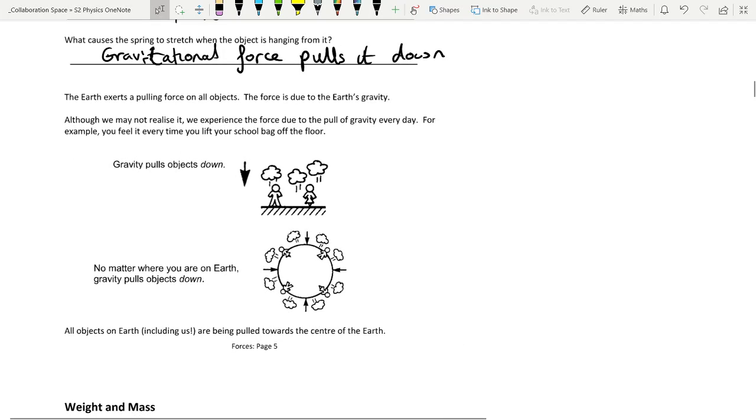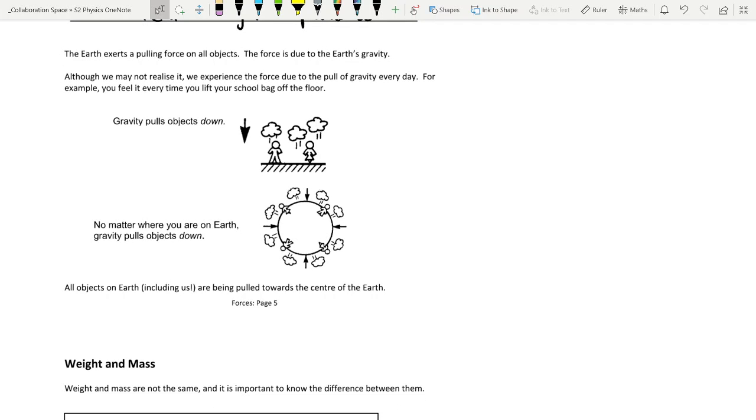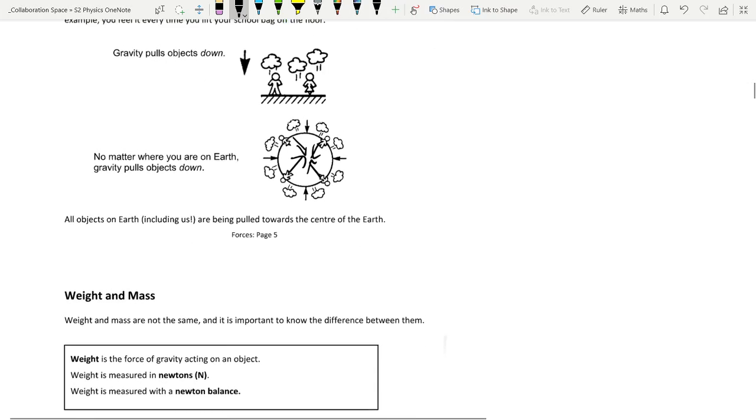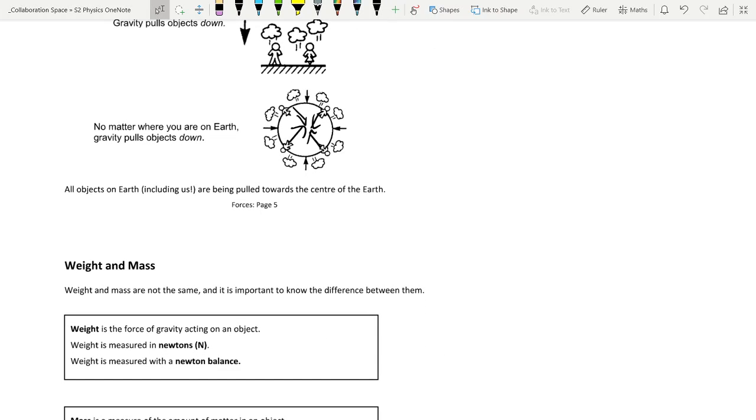Although we may not realize it, we experience the force due to the pull of gravity every day. For example, you feel it every time you lift your school bag off the floor because you are pulling it against the force of gravity. No matter where you are on Earth, gravity pulls objects down, to the center of the Earth. Even if you're in Australia, you get pulled to the center of the Earth. So all objects on Earth, including us, are being pulled towards the center of the Earth.